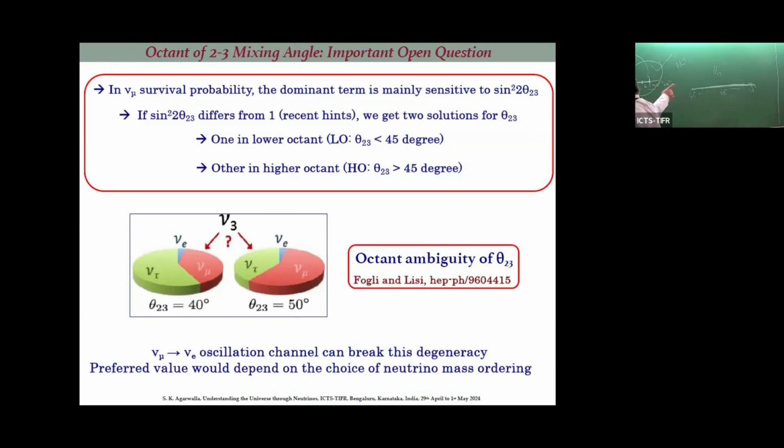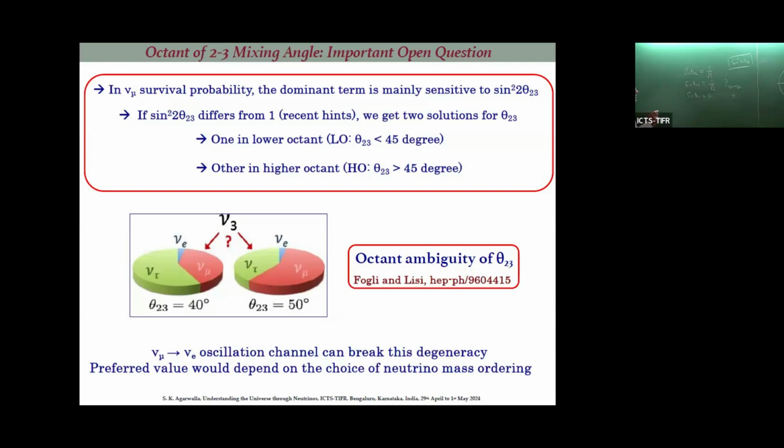Another issue is this theta 2,3. If I see the present data, there are hints that this sine square 2 theta 2,3, so focus on this quantity, is not exactly equal to 1. So in Super Kamiokande, they see the disappearance of nu mu to nu mu, right? You have in the atmosphere nu mu, half of them are oscillating to nu tau, and they are measuring how many nu mu's survived, correct?